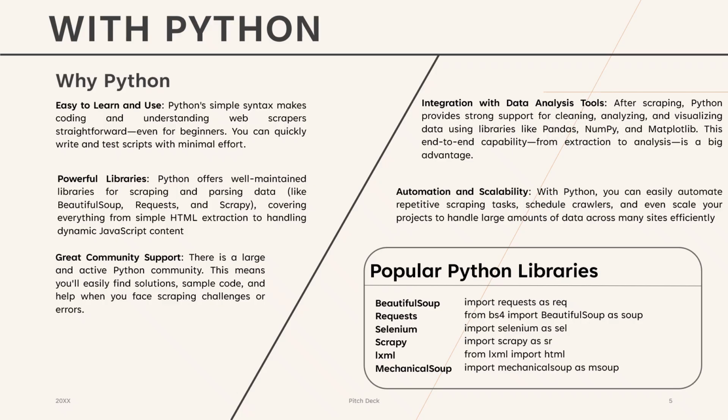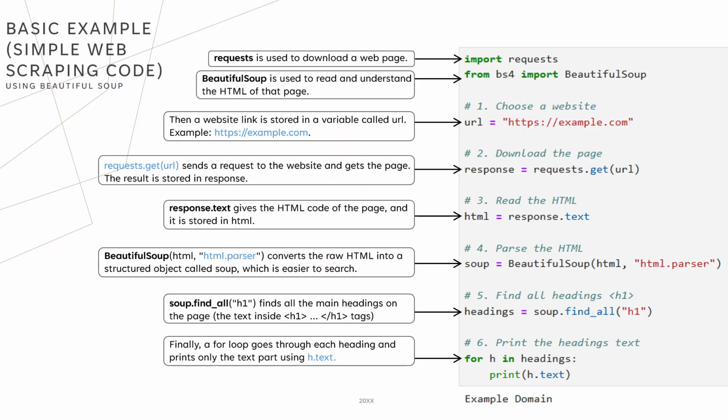Then the main libraries which we are using are Beautiful Soup and Requests. Selenium and Scrapy we will not talk about that much, but they are also important. LXML and MechanicalSoup are the base for Beautiful Soup and Requests libraries. Then we will understand the workflow. So the complex workflow will be understood very easily.